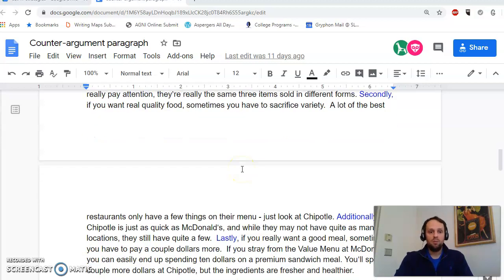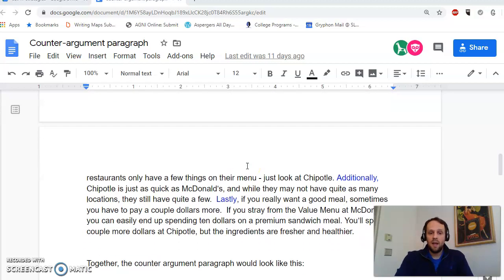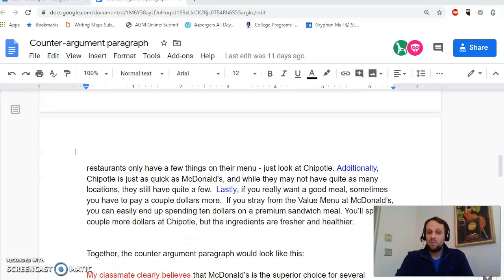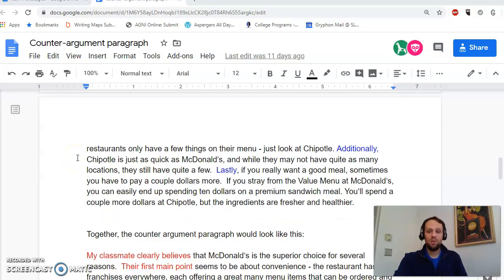Secondly, if you want a real quality meal, sometimes you have to sacrifice variety. A lot of the best restaurants only have a few things on their menu. Just look at Chipotle. Additionally, Chipotle is just as quick as McDonald's, and while they may not have quite as many locations, they still have quite a few. Lastly, if you really want a good meal, sometimes you have to pay a couple dollars more. If you stray from the value menu at McDonald's, you can easily end up spending $10 on a premium sandwich meal. You'll spend a couple more dollars at Chipotle, but the ingredients are fresher and healthier.